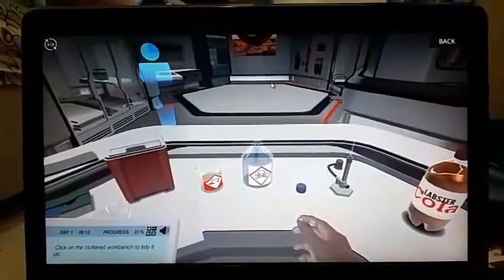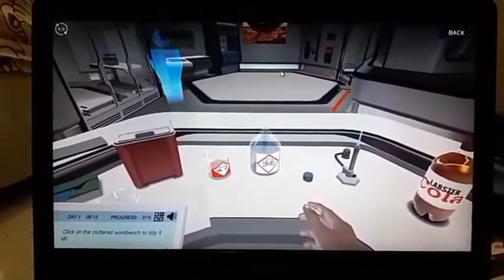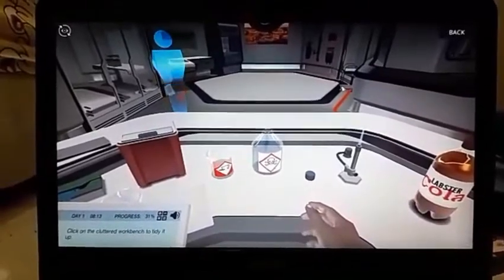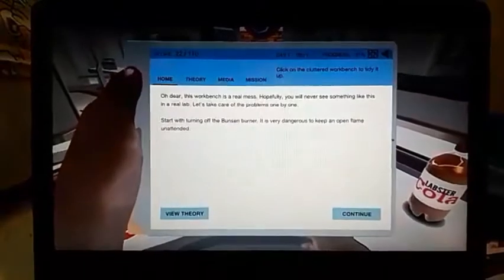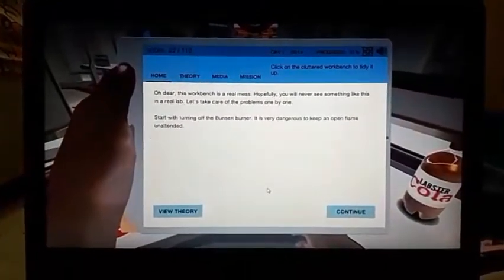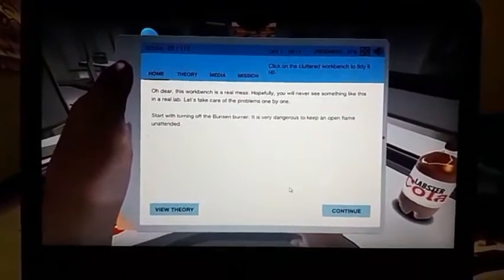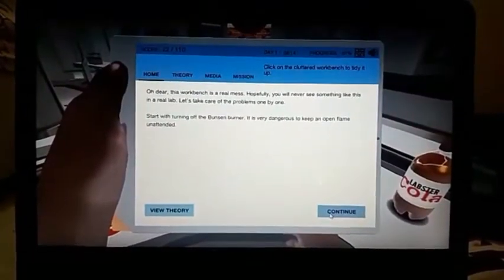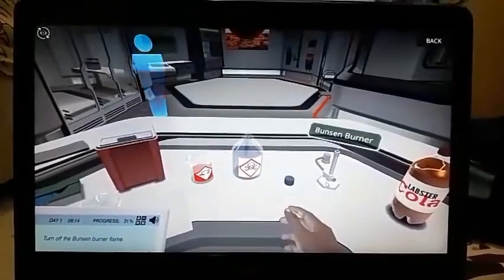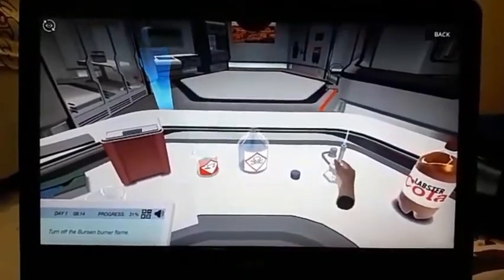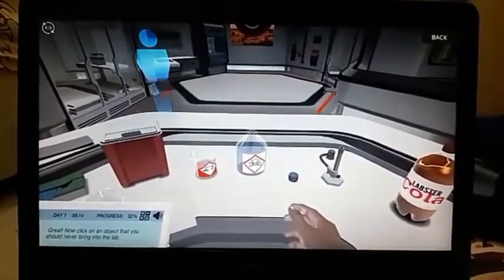Oh dear, this workbench is a real mess. Hopefully, you will never see something like this in a real lab. Let's take care of the problems one by one. Start with turning off the Bunsen burner. It is very dangerous to keep an open flame unattended. Turn off the Bunsen burner flame. Great. Now click on an object that you should never bring into the lab.